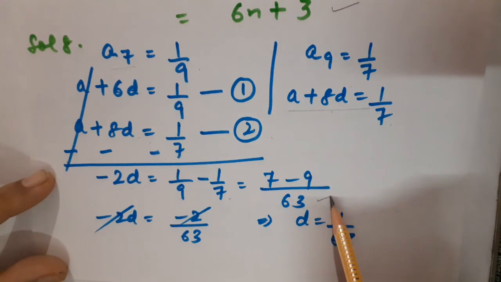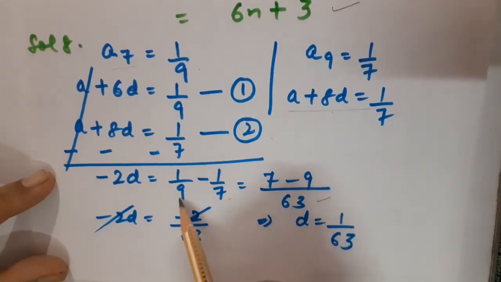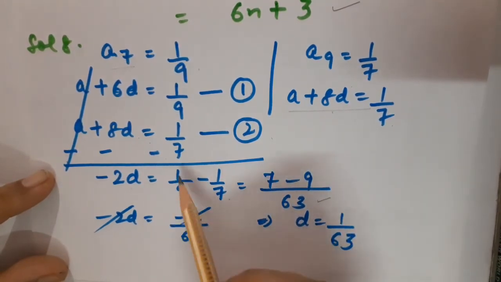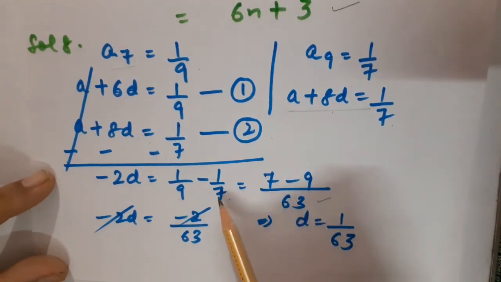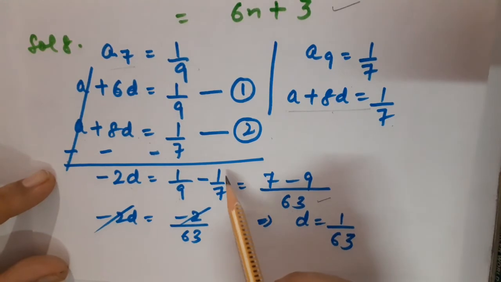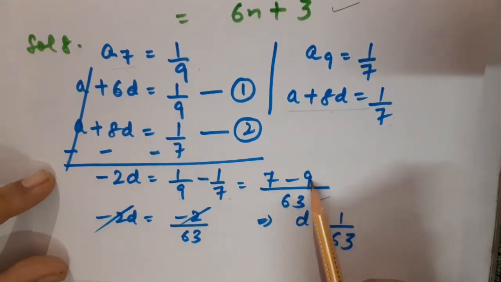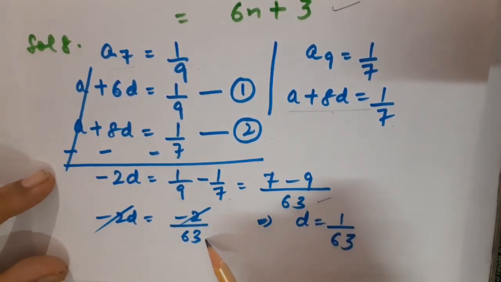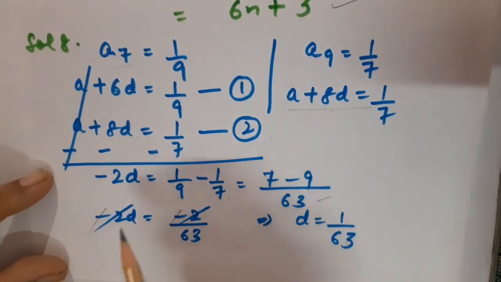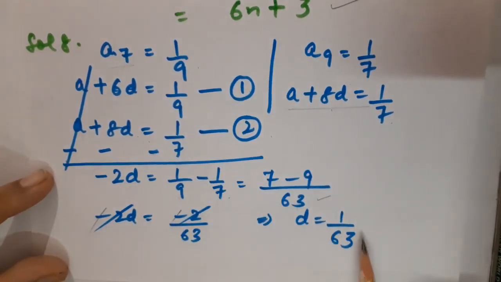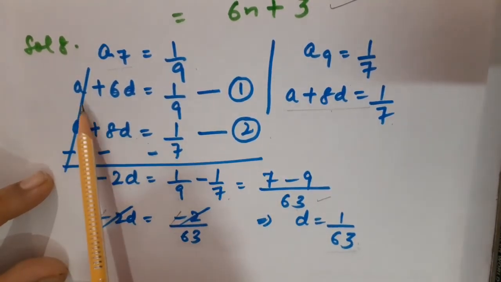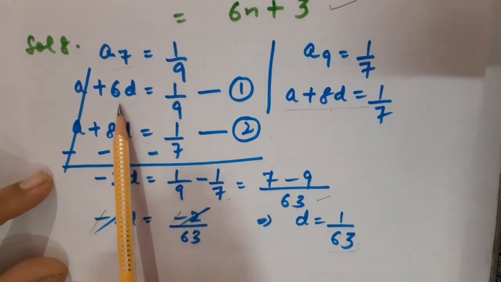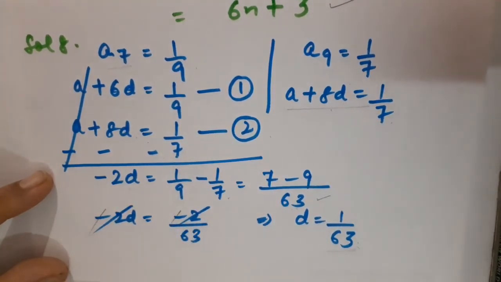So the LCM will be 63. 63 divided by 9 is 7, 7 into 1 is 7. Minus 63 divided by 7 is 9, 9 into 1 is 9. So I have got minus 2 upon 63. Here minus 2 and minus 2 are going to be cancelled. So D is equal to 1 upon 63. Let us put this value of D in equation number 1 to find the value of A.